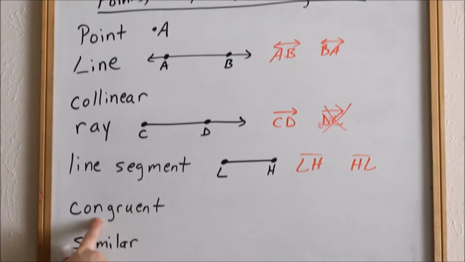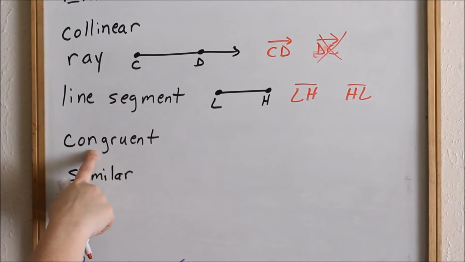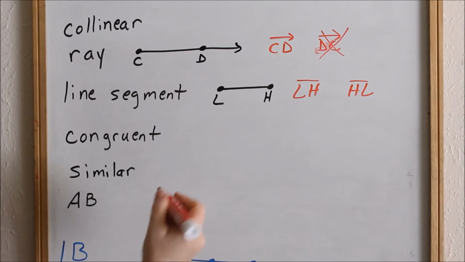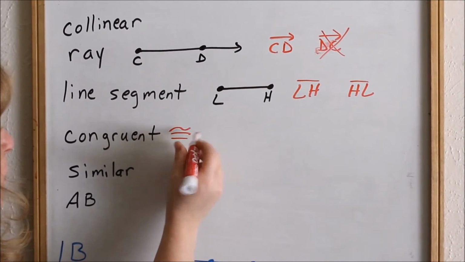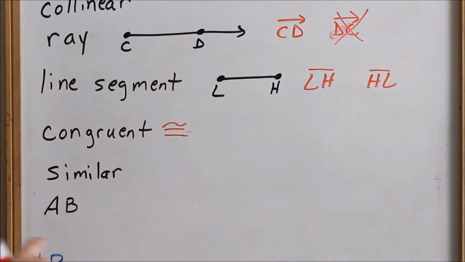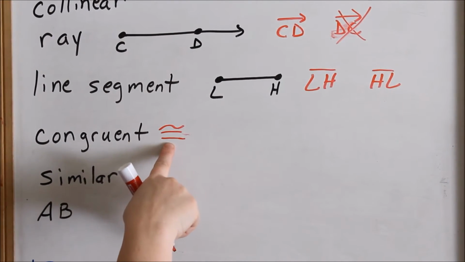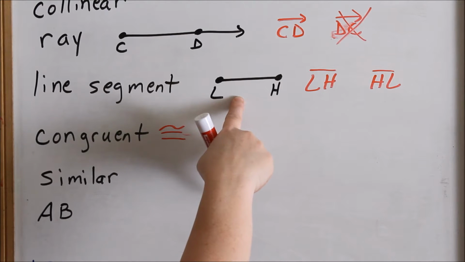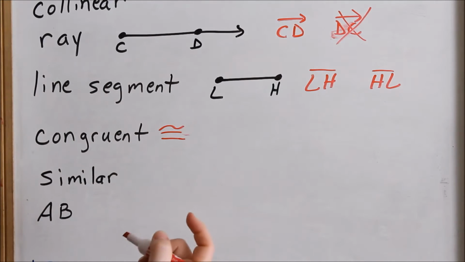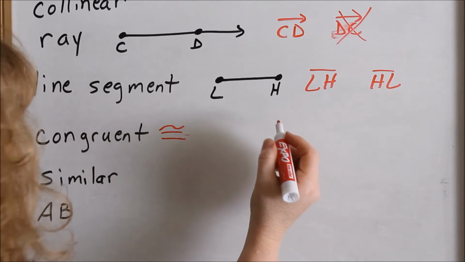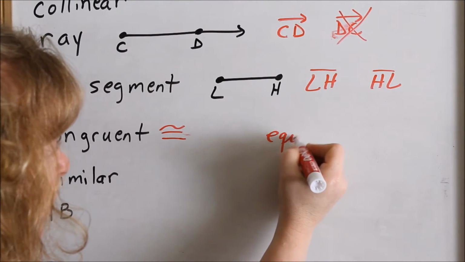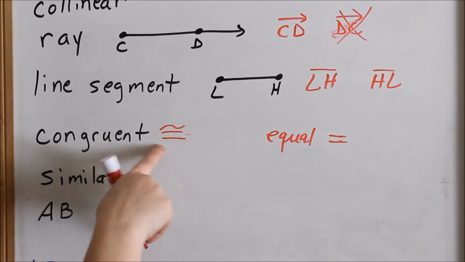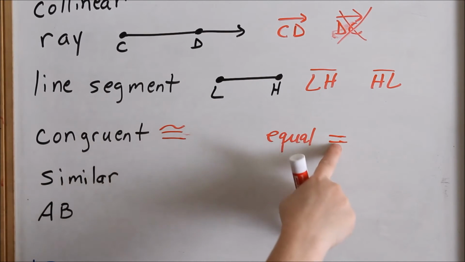Okay, definition of congruent. Congruent means exactly the same. It's the same shape and the same size. When something is congruent, it is exactly the same. This is the symbol used for congruent. We use congruent when we talk about figures and shapes. Line segments are all considered figures. So when we talk about line segments being congruent, we use congruent. We use equal when we are talking about numbers. Congruent is used when we talk about figures and shapes. Equal is used when we talk about measures and numbers.